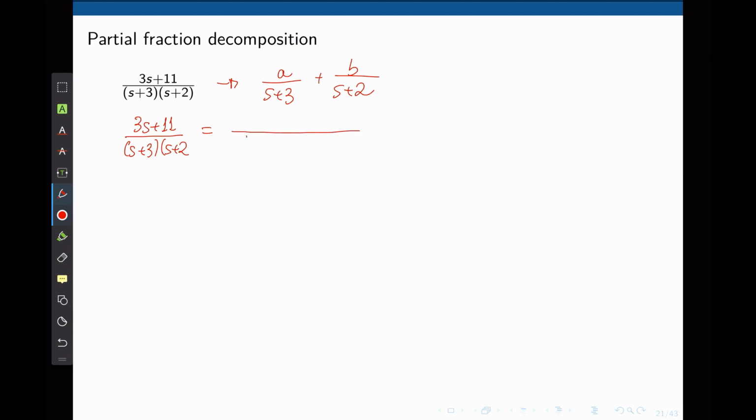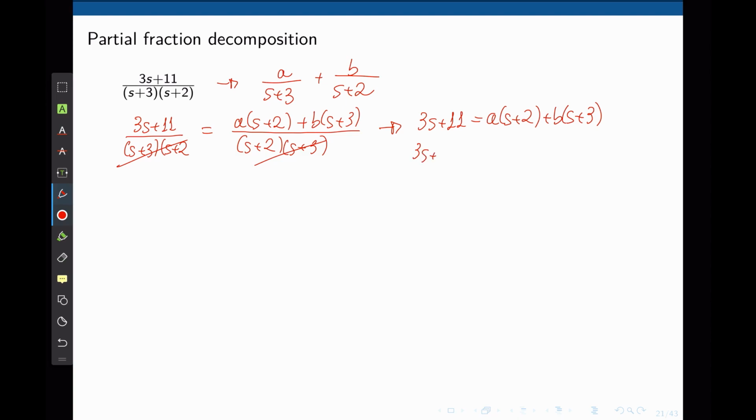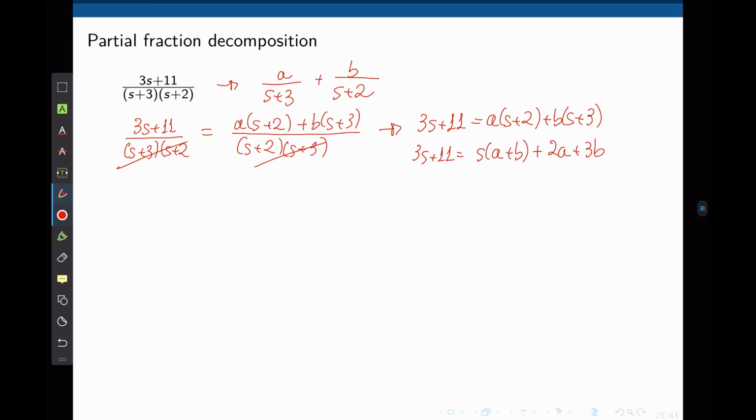If we now find a common denominator, that is (s + 2)(s + 3), you can rearrange this expression as follows. Now the denominator cancels and you have this equality. The question now is what is the value of A and B that will satisfy this expression? We can further expand this expression, and from this we can now equate the coefficients of s from one side of the equation with the other. What multiplies s on the left side is 3, and what multiplies s on the right side is A + B. What multiplies s to the power of 0 on the left is 11, and on the right is 2A + 3B.